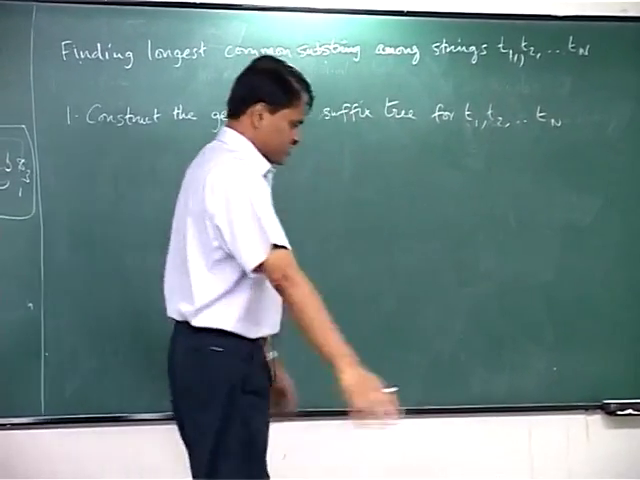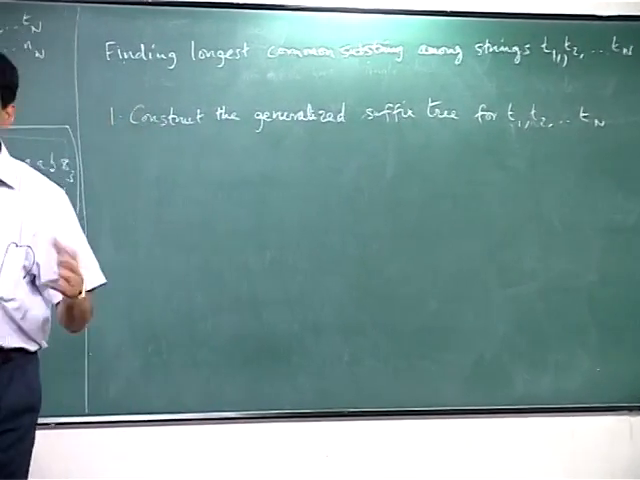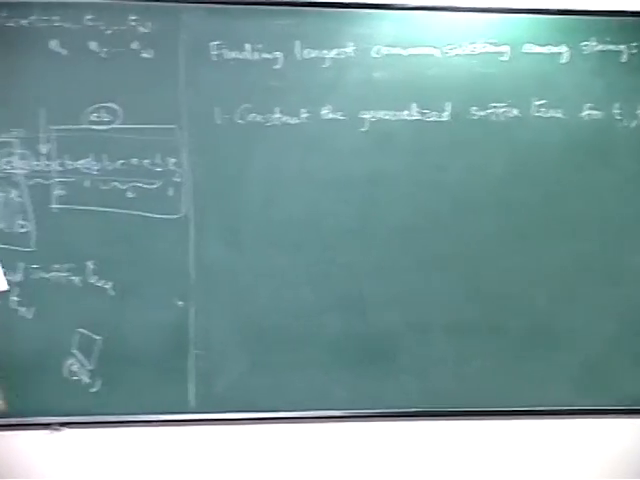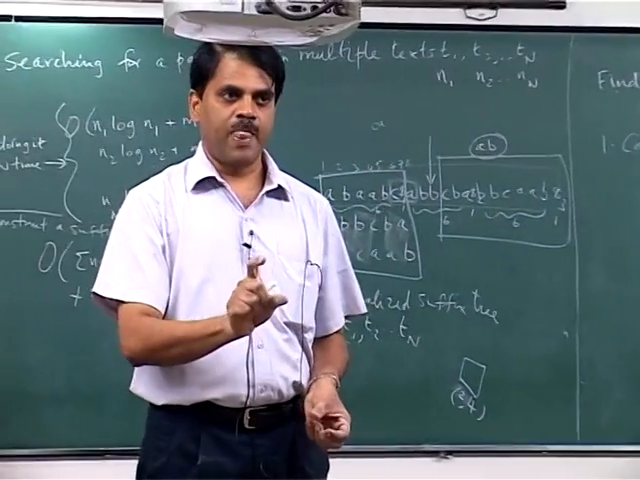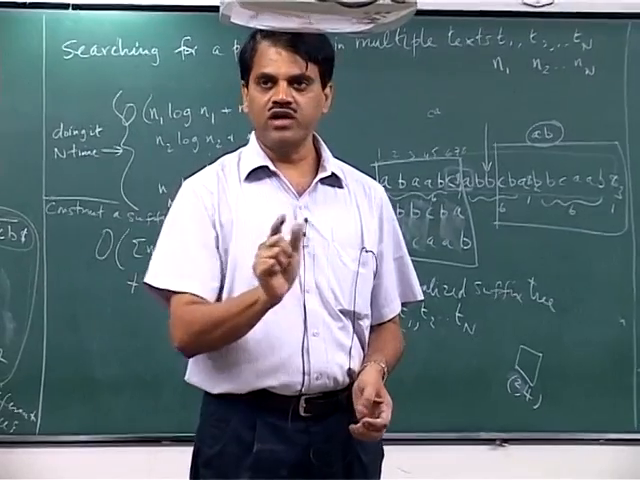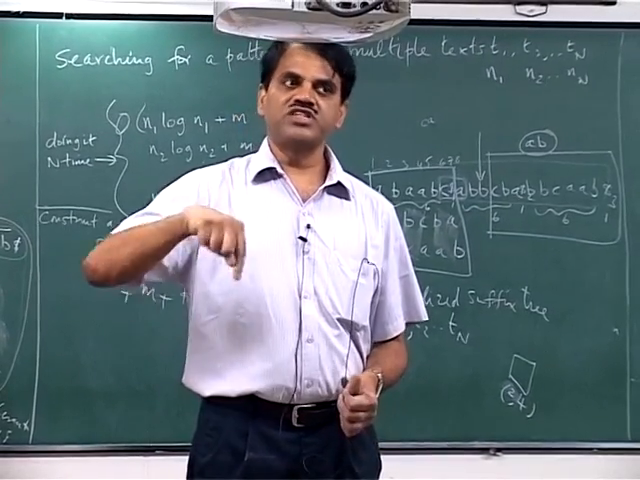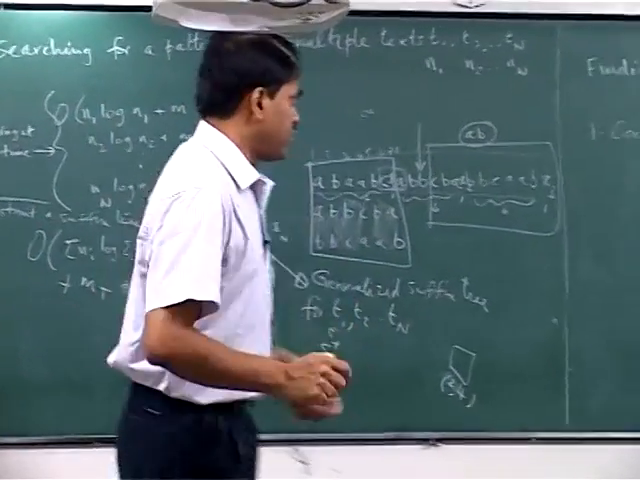Okay, so this suffix tree has suffixes of all of these texts, and the leaves have pairs of symbols, right? The first symbol tells you which string, second symbol tells you which position in that string that suffix is appearing.